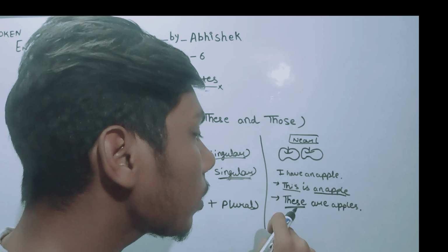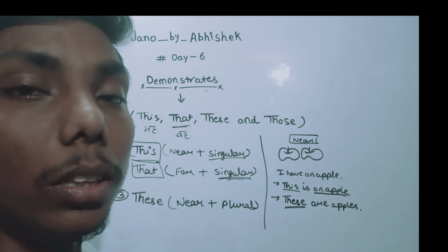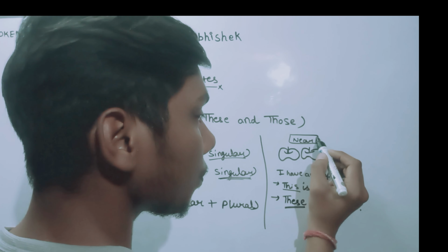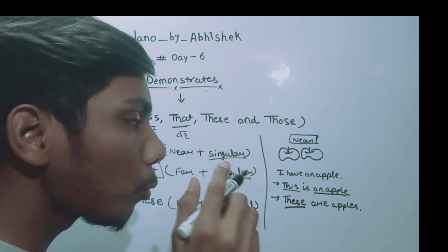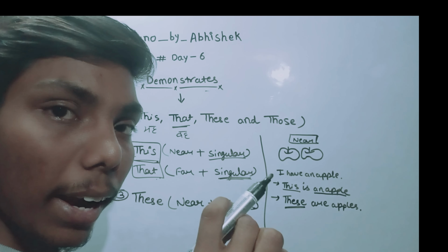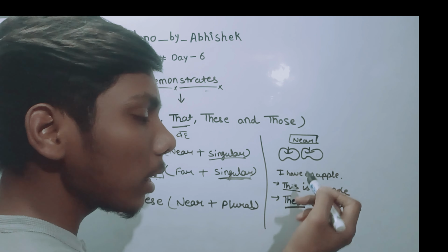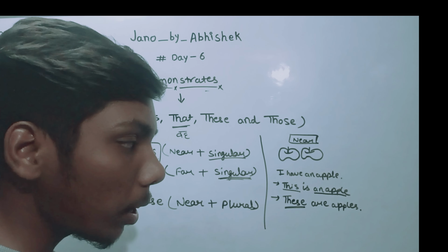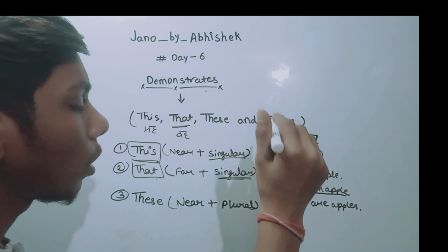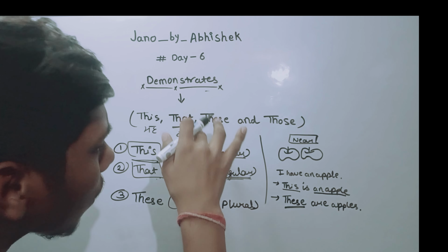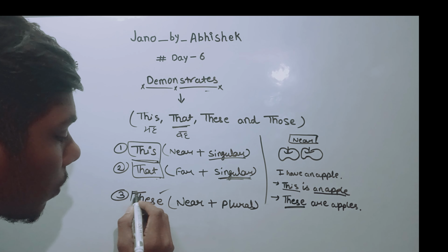So in both situations, what is common? The thing will be near around me. And after that, if that thing is singular, I will use this. And if it is plural, then I will use these. Is it clear? It was very simple. These are very simple actually. So these also has completed.